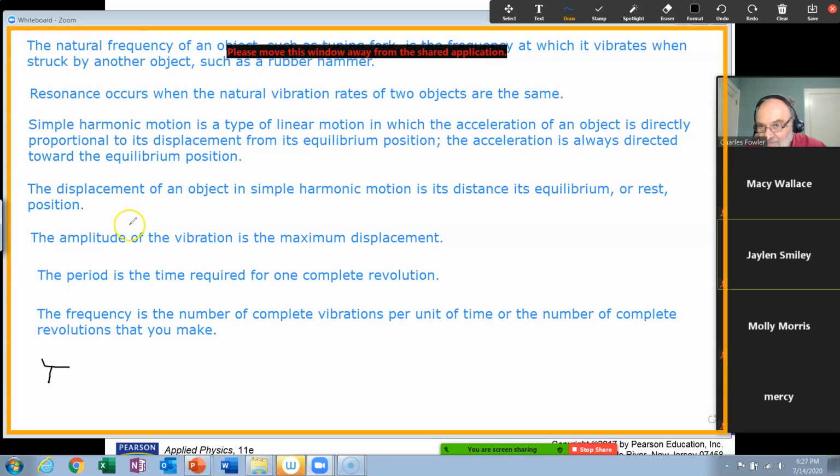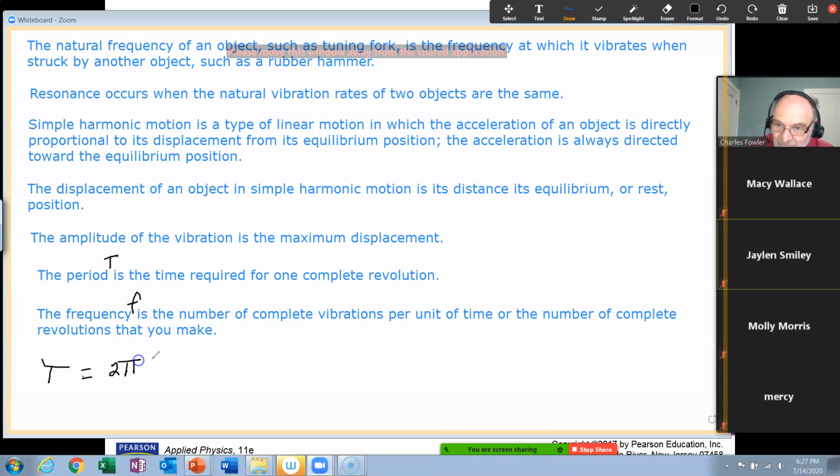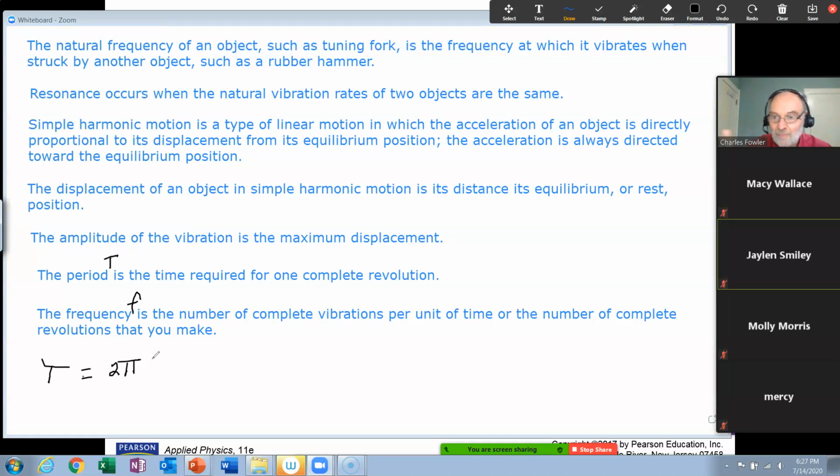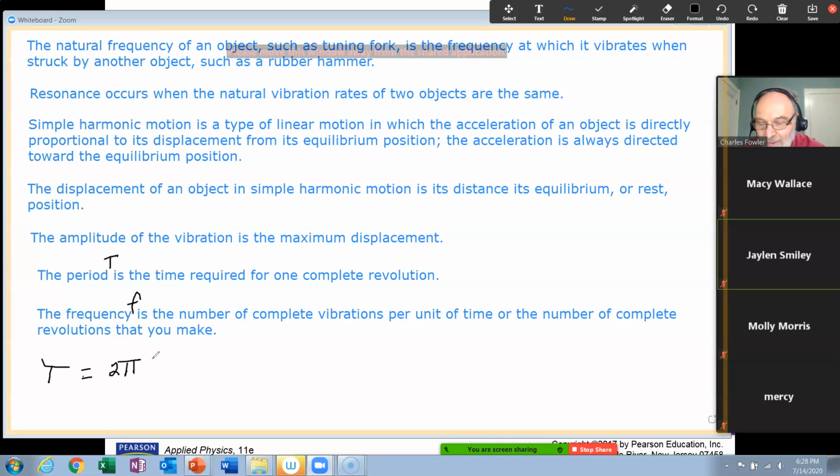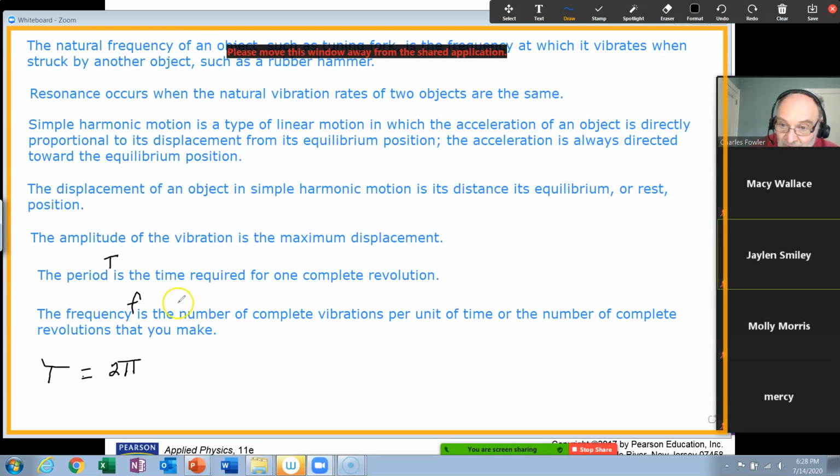Amplitude, usually you use A for that. Period is always capital T, and frequency is little f. So the period here, capital T, is 2 pi. That always has to do with circular motion. 2 pi is the distance around a circle of radius 1, times the square root of, and under here is your L divided by G.